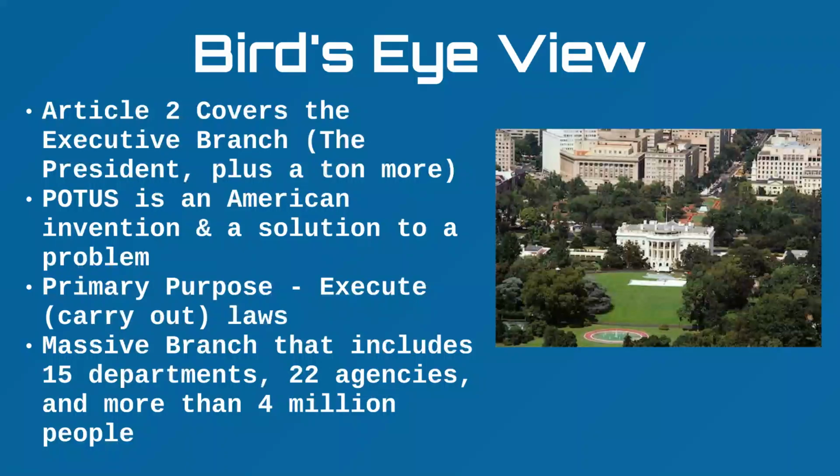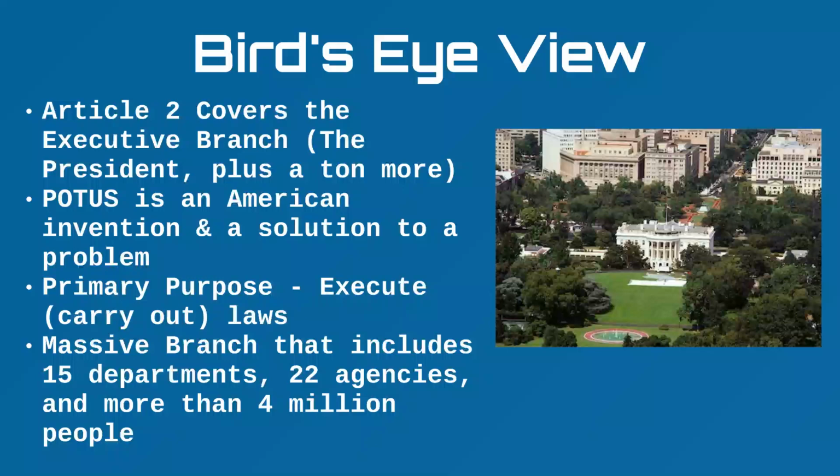Primary purpose of the executive branch is to execute or carry out the laws. So whereas the legislative branch, Congress, creates the laws, makes the laws, it's the executive branch's job to carry out those laws. So it is a massive branch.